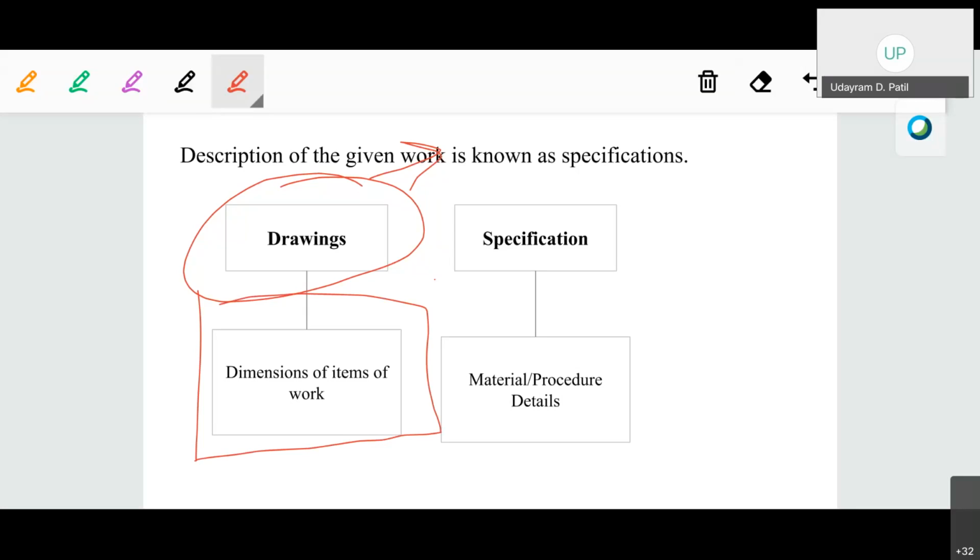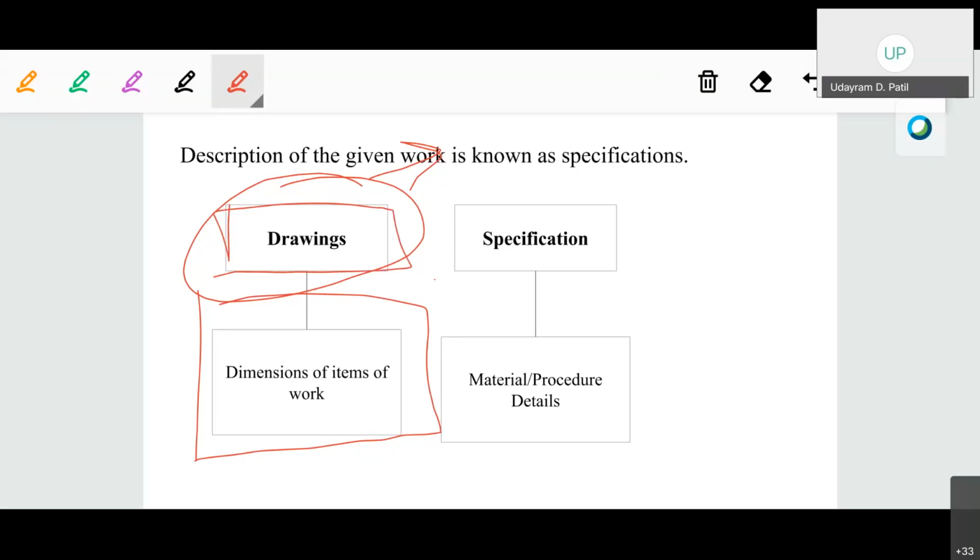Such as if you have a window, a door, or a footing, or the flooring will be there. All of the calculation of the quantity of that particular item of the work, or the sizes, length, breadth, height will be given in the drawing.